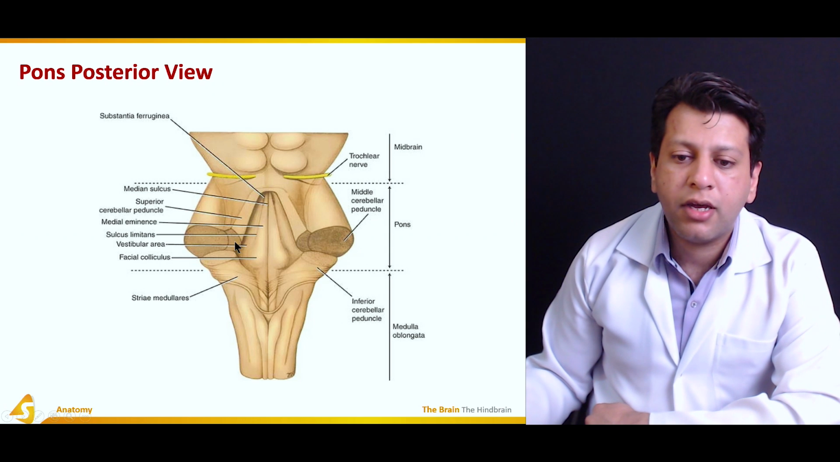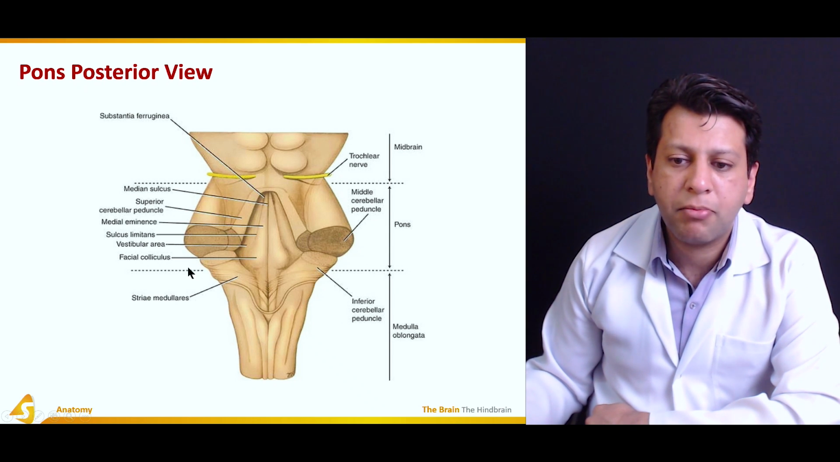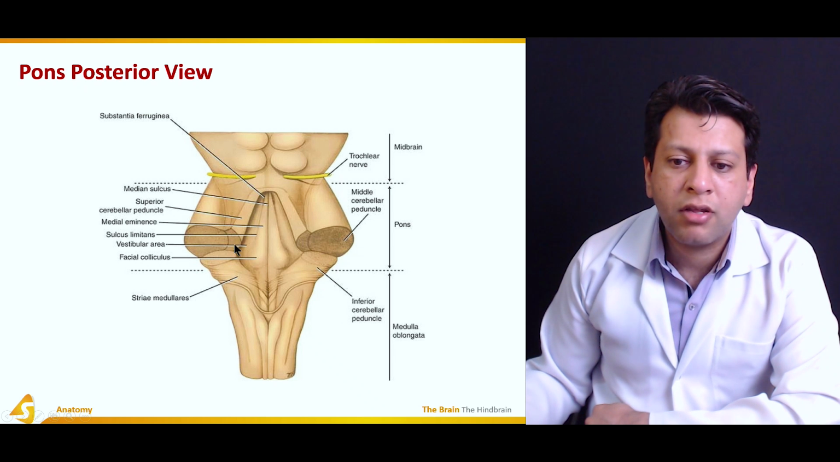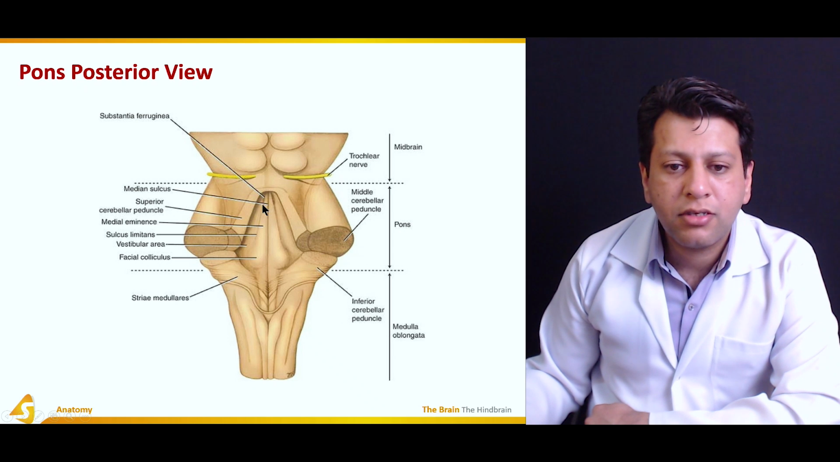And this is the diagram. Now this is the inferior view of the medulla oblongata. You can appreciate well, almost the medulla oblongata ends over here. This is the inferior cerebellar peduncle. This is the middle cerebellar peduncle, which is connecting the pons to the cerebellum. And this is the central median sulcus, which continues into the medulla oblongata, then into the spinal cord.